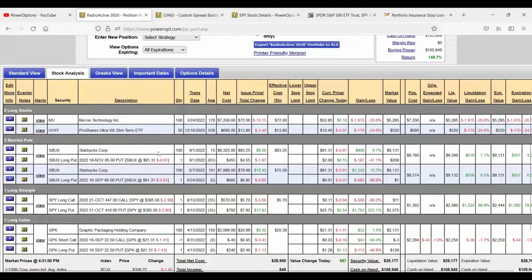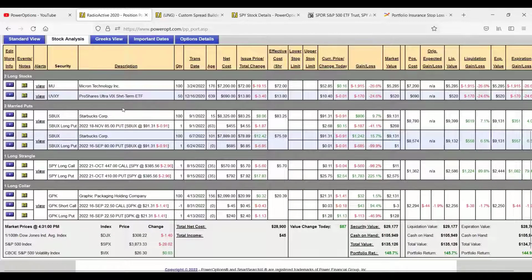Any good positions? Okay, I'm going to use the married put position here that I have, and this long collar is expired. So this is the Starbucks married put position.